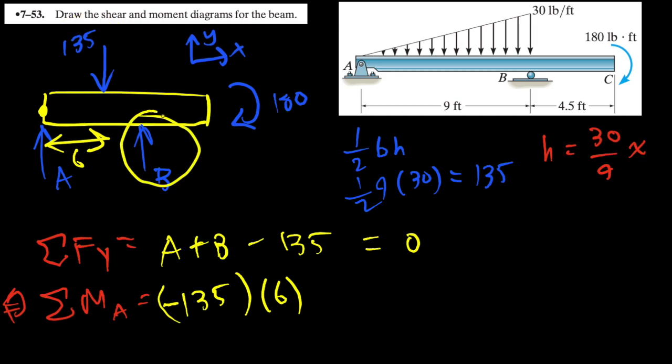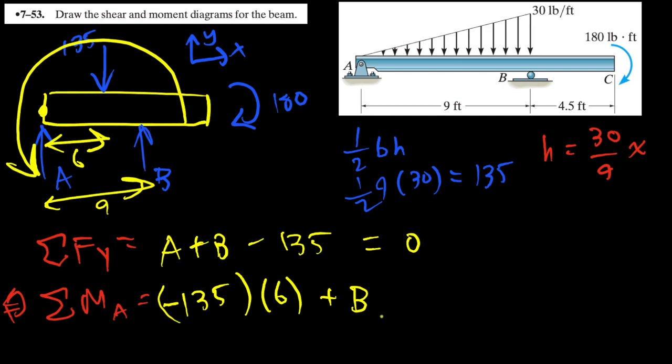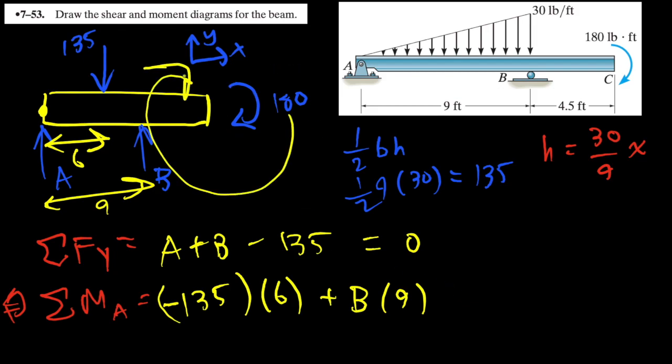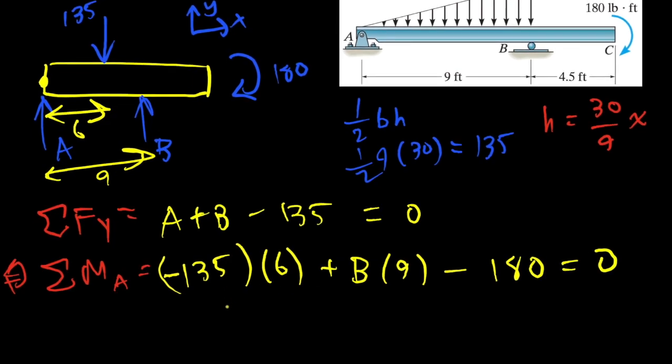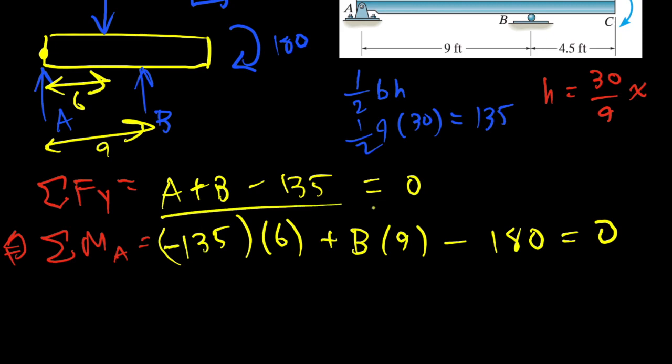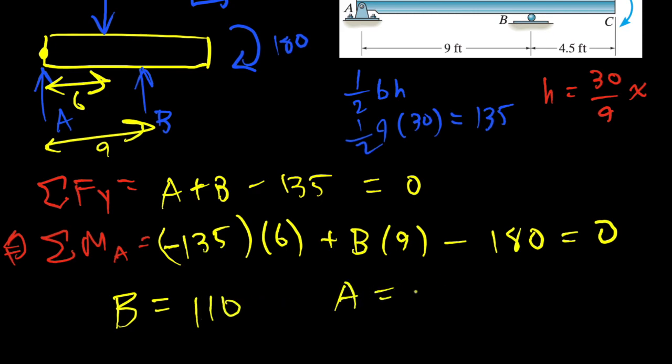And then let's do the moment contribution for this force. We simply know that B is a distance of 9 away from the axis of rotation. So then we have plus B, because this is overall counterclockwise, so a plus sign in front of it, B times 9. And then we have the moment itself, which is a clockwise moment, so minus 180 equals 0. When we solve these two equations, these are pretty simple algebraic equations, for B we get 110, and for A we get 25 pounds.